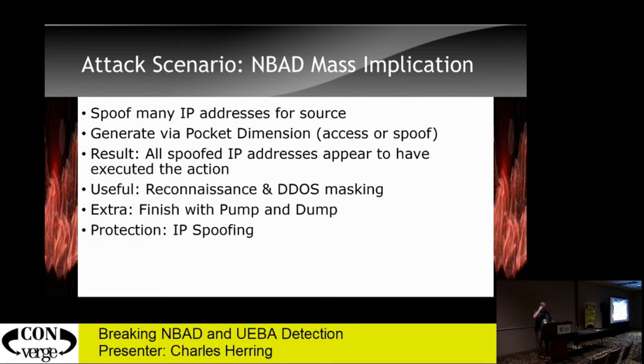So taking that into account, doing an NBAD mass implication on a network scan. Let's say you have a real host, you want it to scan the network, but you want to cover up the tracks by saying everything is scanning the network. So as the responders are looking to come after your host or kick it off the network or find you, they have to go through every fake host that you also generate records on.